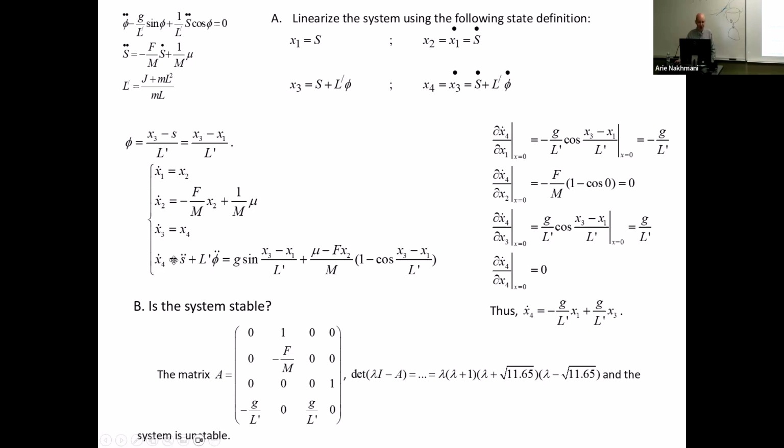And x4 dot, I need to compute it somehow from that equation and from the definition here. So x4 dot will be x2 dot plus L prime phi 2 dot. And this looks similar to here, some algebra, and that kind of transformation. After some algebra, you get some nonlinear long expression, okay?